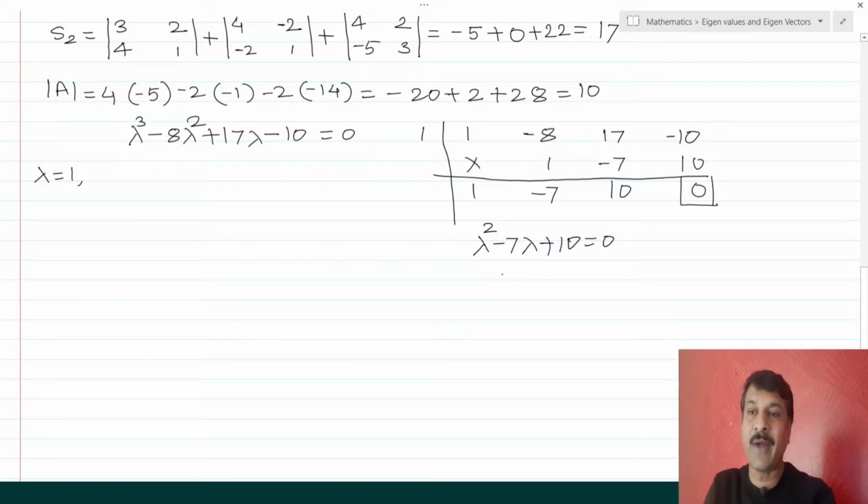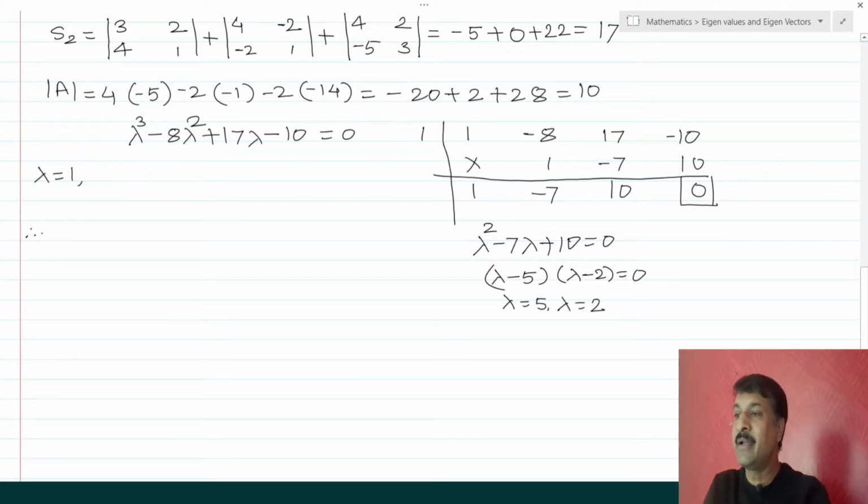We know how to factorize it. So lambda minus 5 and lambda minus 2 equal to 0. So I am getting lambda equal to 5 and lambda equal to 2. So finally I am getting all lambdas, that is 1, 2 and 5. So these are the roots of this polynomial, means these are the eigenvalues of matrix A.